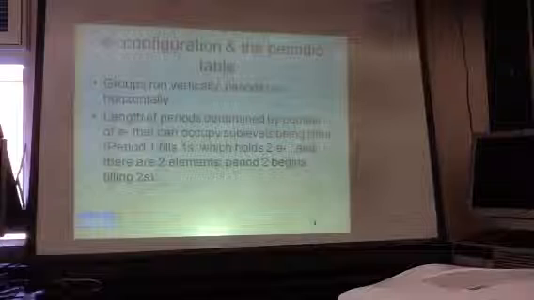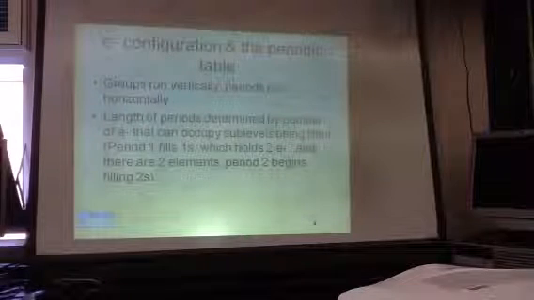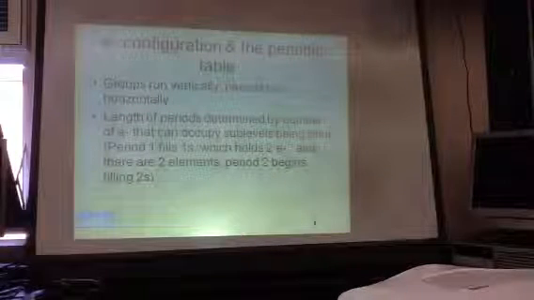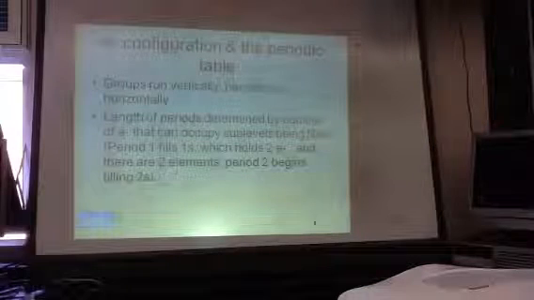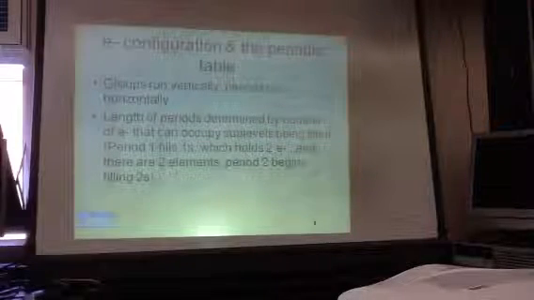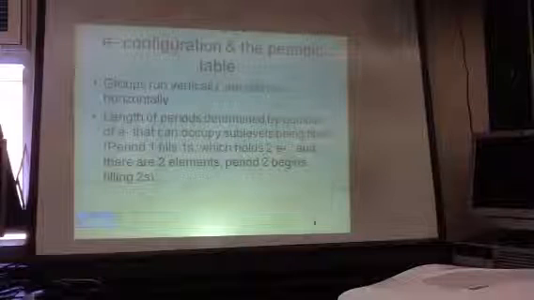Because the s subshells don't get a designation, there's only one orbital in an s subshell. So 1s is both a subshell and an individual orbital.